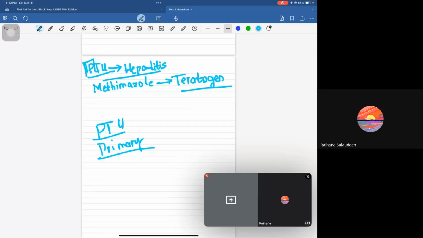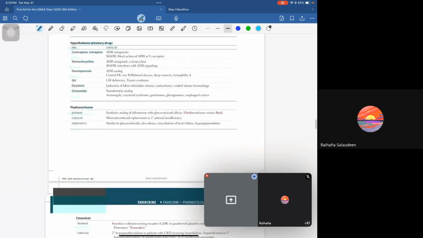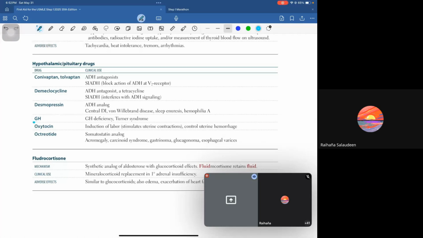Now, there are some drugs like this, and these are very important. We have already covered when we use GH. We are going to use GH in GH deficiency and Turner syndrome, right? Now, conivaptan and tolvaptan are ADH antagonists. So they are going to work against ADH, and we use them when we have SIADH, right? Whenever we have more ADH, we are going to use conivaptan and tolvaptan. But the important thing regarding these is that they act on the V2 receptor, right? They won't act on the V1 receptors.